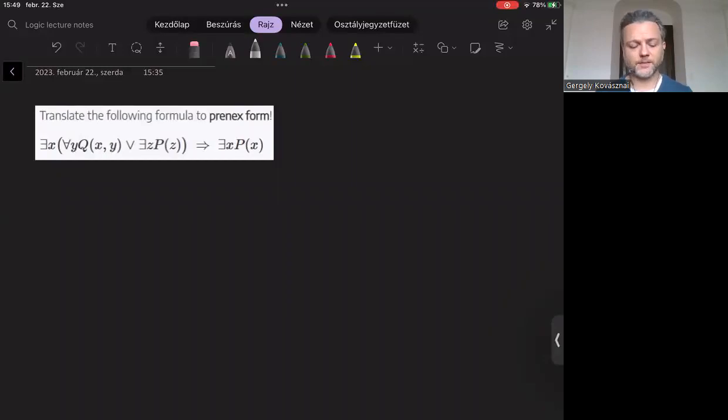In this exercise, we have to translate this formula to Prenex form, which means that all the 4 quantifiers, as you can see, the formula contains 4 quantifiers. All the 4 quantifiers must be lifted. That is, they must be moved at the very beginning of the formula. Therefore, of course, we will need to apply the law of quantifier lifting.